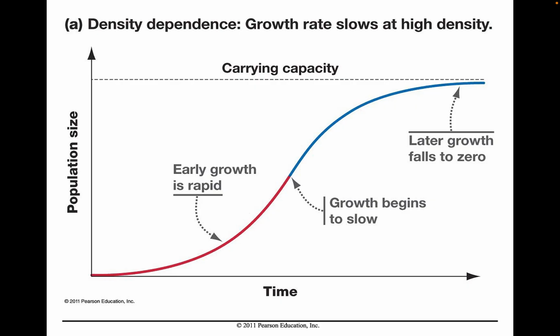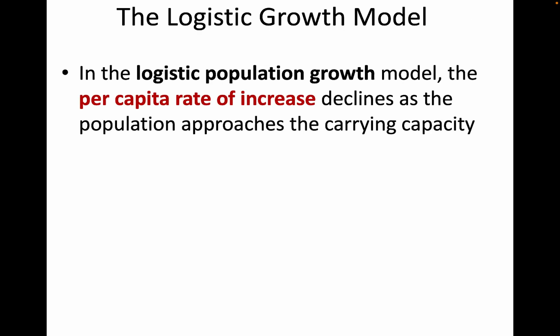And eventually growth goes to zero when it gets to the carrying capacity. In fact, if it overshoots the carrying capacity, it will actually have negative growth and eventually settle down at the carrying capacity. So this is called the logistic growth model, and it uses similar variables to what we used before, but it adds in the carrying capacity.